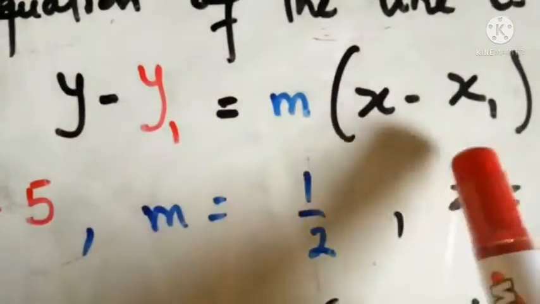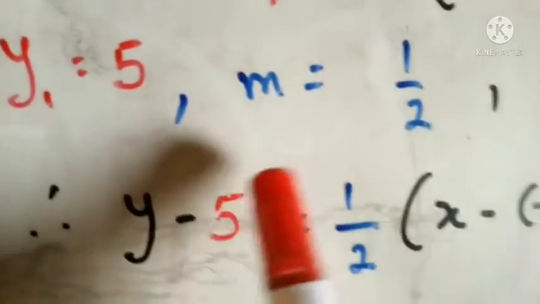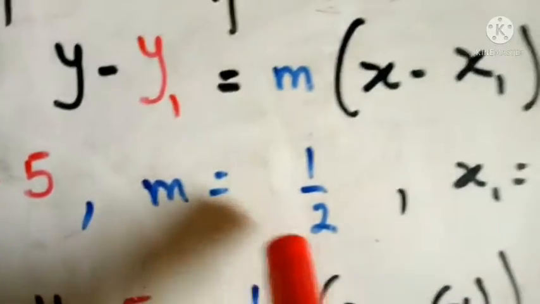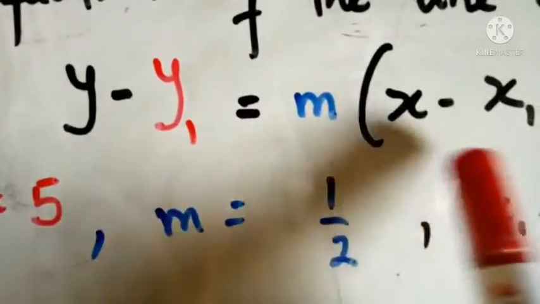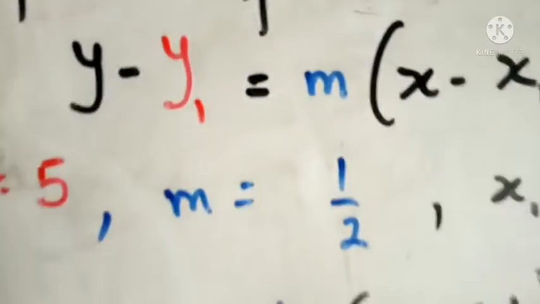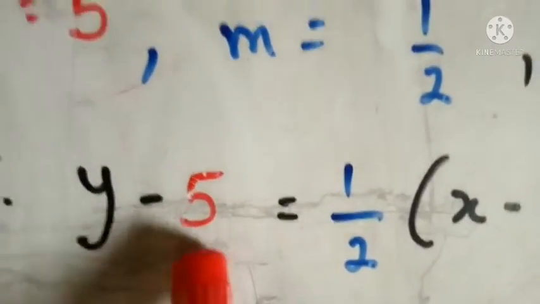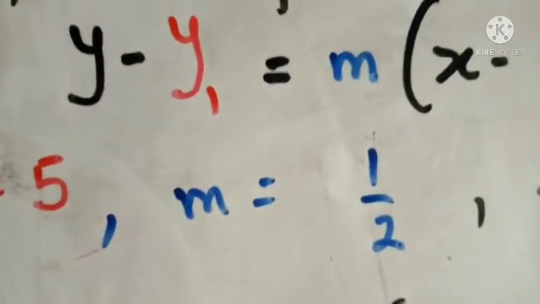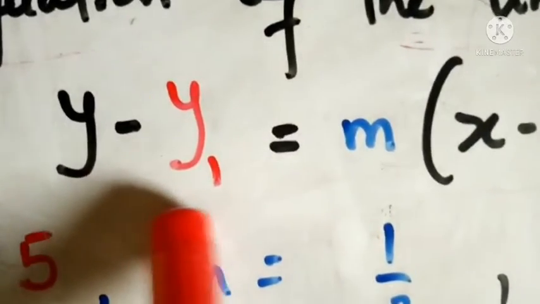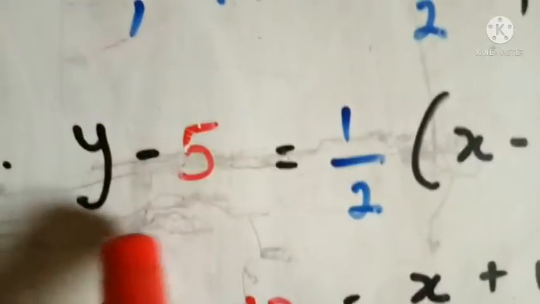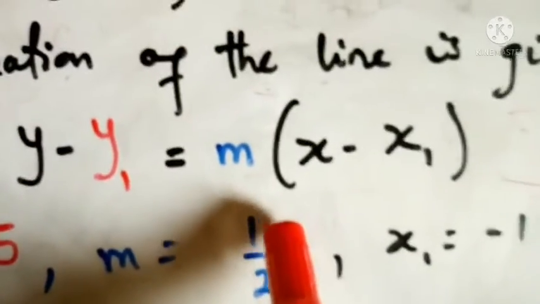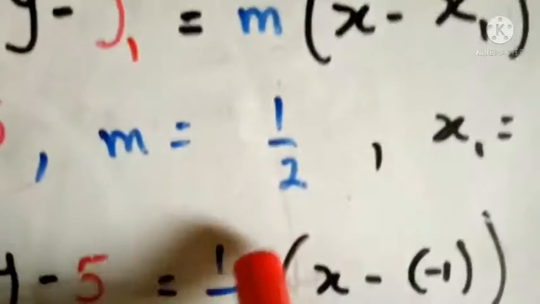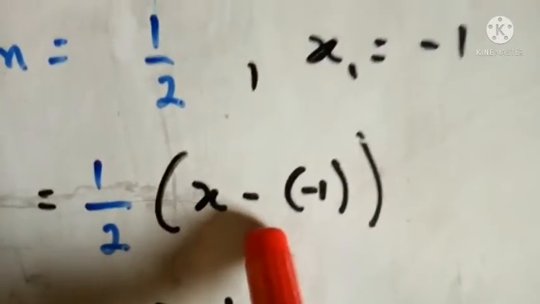So the equation of the line here, now that you know y1 is equal to 5, m is the gradient, that is 1/2, and x1 is the minus 1 here. You just need to plug them in, right? You just need to replace them in the equation of the line. Therefore we have y minus y1, right here is y1. So y1 is 5, so y minus 5 is equal to 1/2, we are just replacing from the equation of the line, 1/2 times the bracket x minus 1.